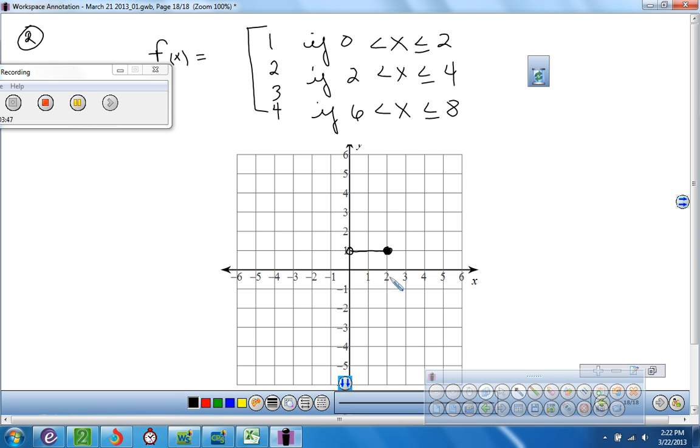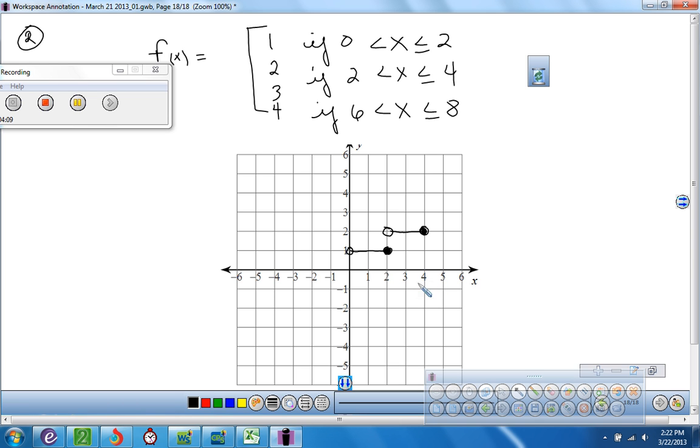Then once we get past 2, to 2 point whatever, it's going to jump up, and so between 2 and 4, we're up at 2. Again, it's not equal to, so it's going to be open. Then we go to 4, and we're going to close it in because it's equal to. And then finally we'll do the same thing when we're at 4.